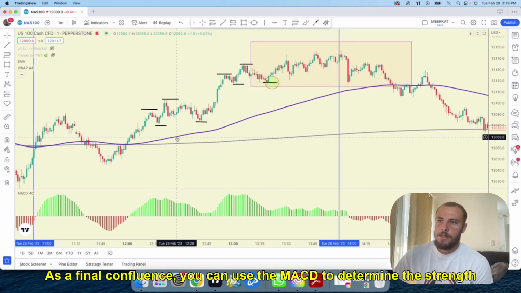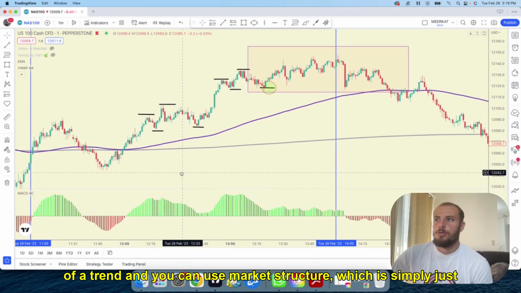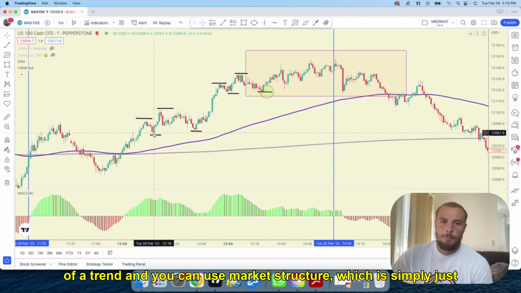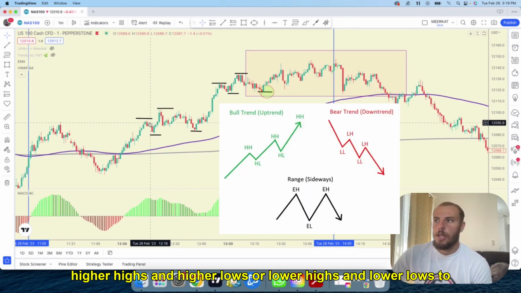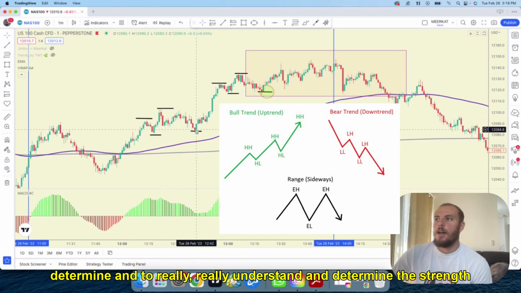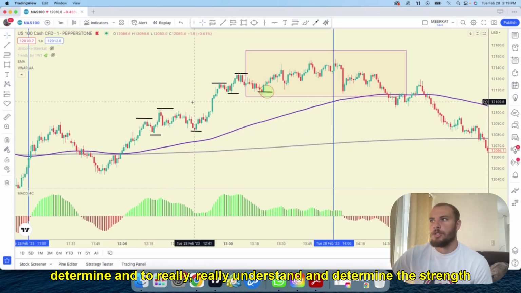As a final confluence, you can use the MACD to determine the strength of a trend, and you can use market structure, which is simply higher highs and higher lows, or lower highs and lower lows, to really understand and determine the strength of a trend.